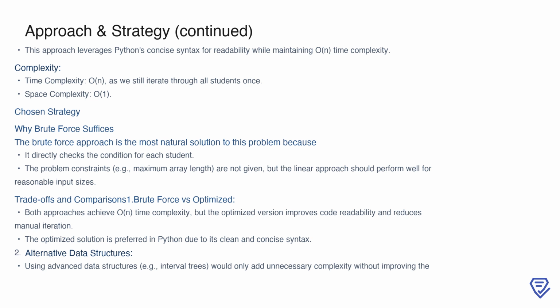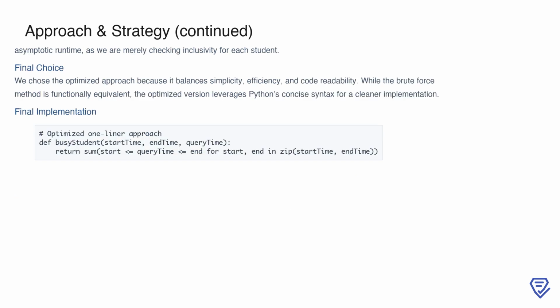Since we are simply checking whether a time falls within a given range for each student, such advanced structures are not warranted here. Ultimately, the optimized approach strikes the right balance between simplicity, efficiency, and readability, making it the preferred solution. While the brute force method is perfectly adequate, the optimized version leverages Python's strengths to deliver a more streamlined implementation without sacrificing performance. The final implementation reduces the solution to a single line of code using a generator expression inside Python's sum function. This not only makes the code compact but also enhances its clarity.